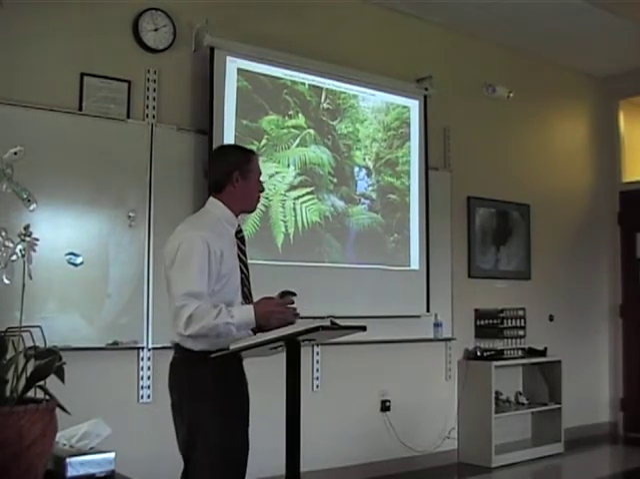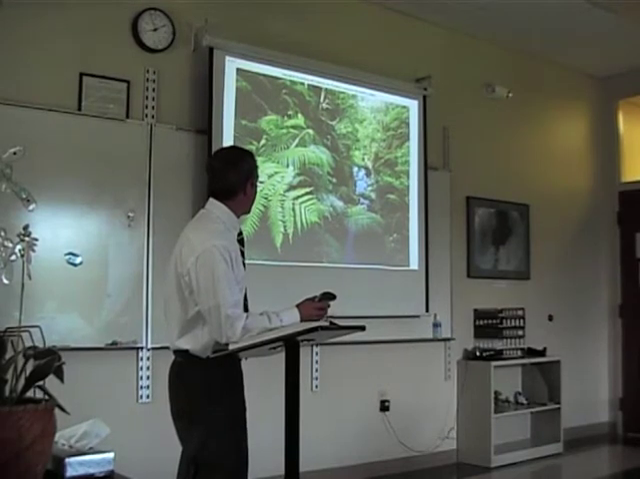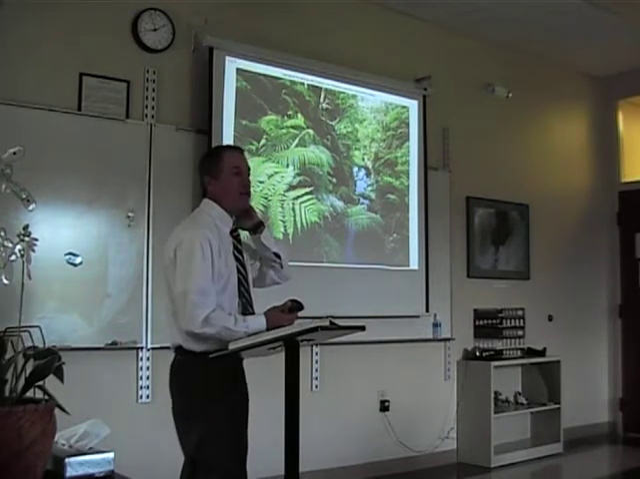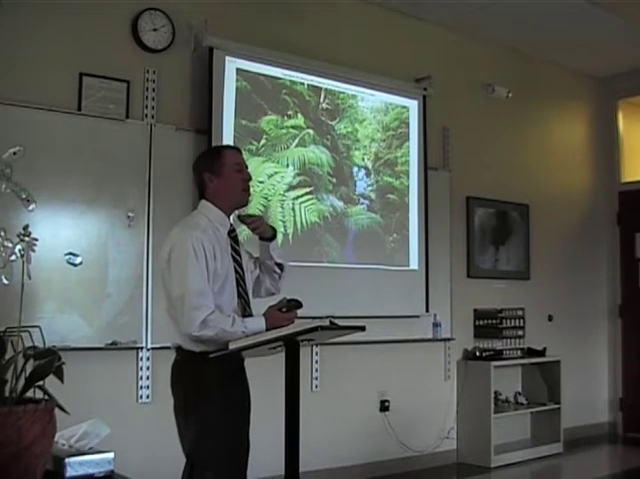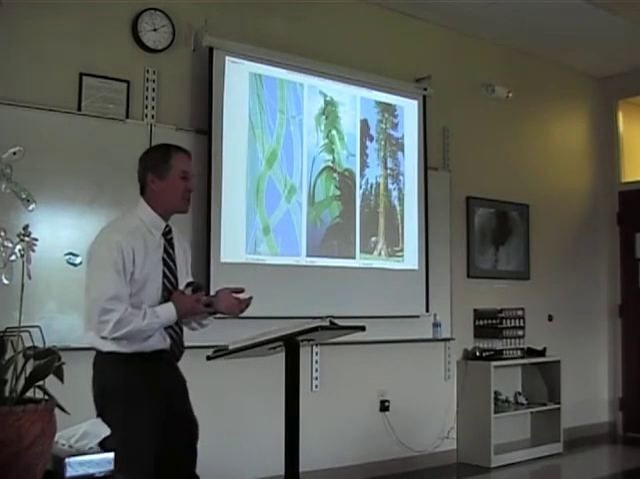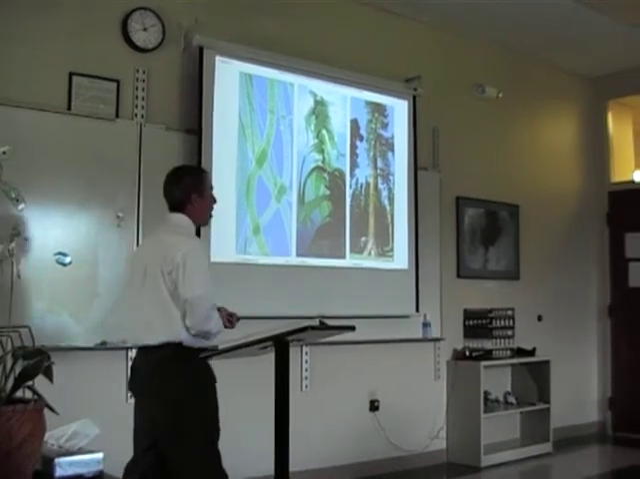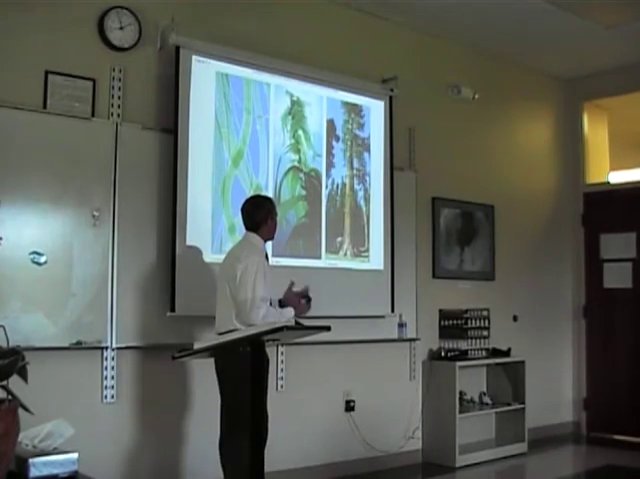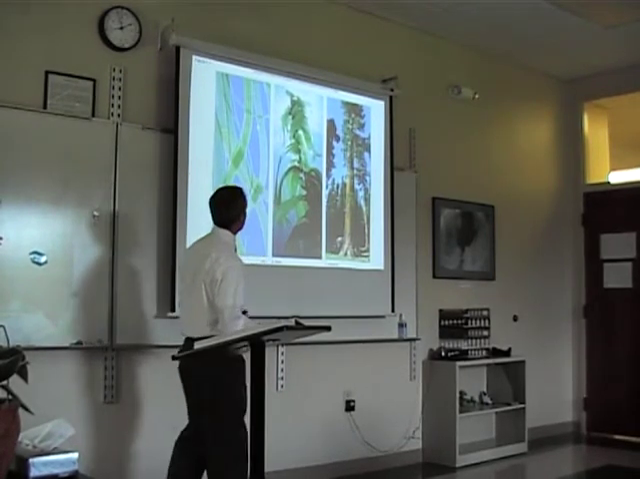green pigment chlorophyll. It makes plants green, and we'll learn why. It helps the plant do a process called photosynthesis. And all life is based on photosynthesis. All living things use as a food source the products of photosynthesis.